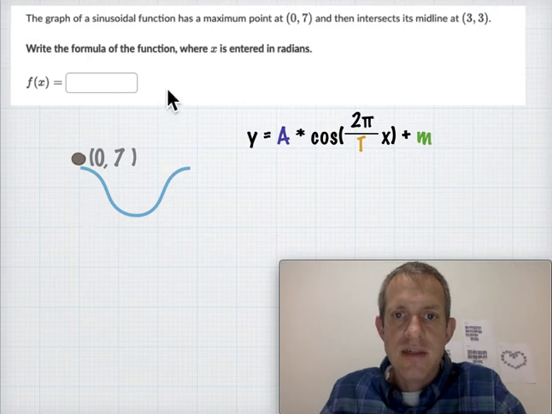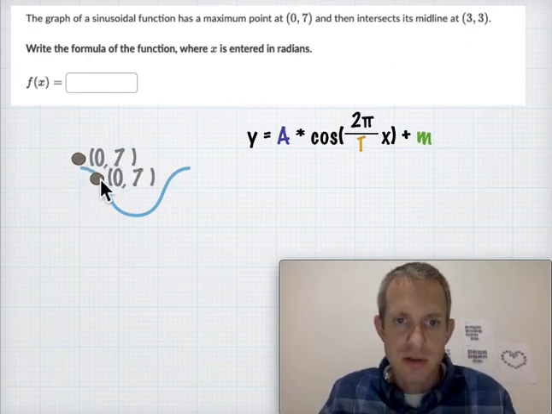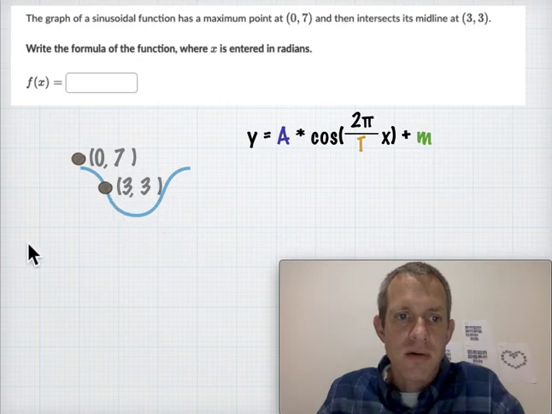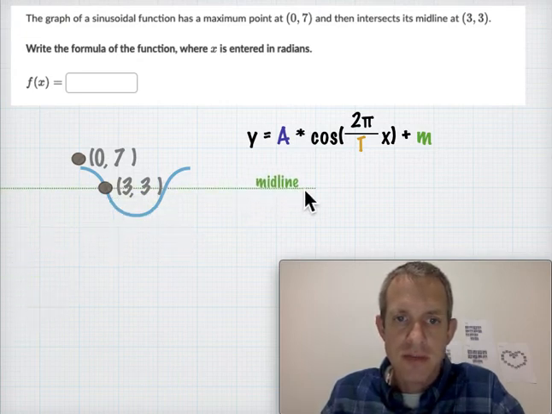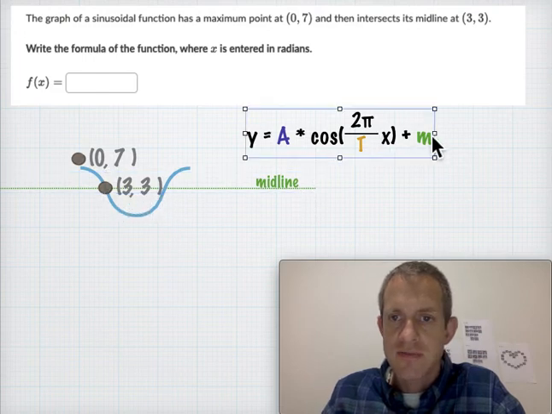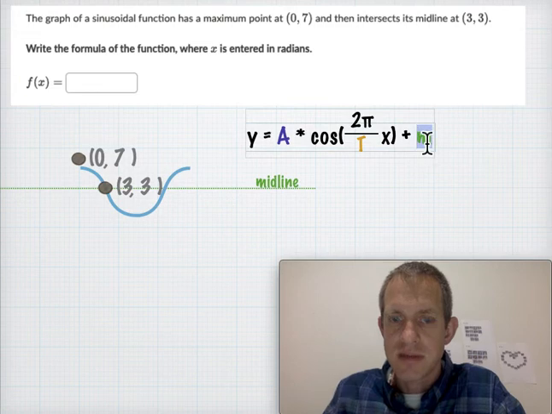And they said that it intersects its midline at 3, 3. And so another point here is 3, 3. Now, that means I know the height of the midline. The height of the midline has to be at a height of 3. And so I can fill in this m. That's got to be a 3.